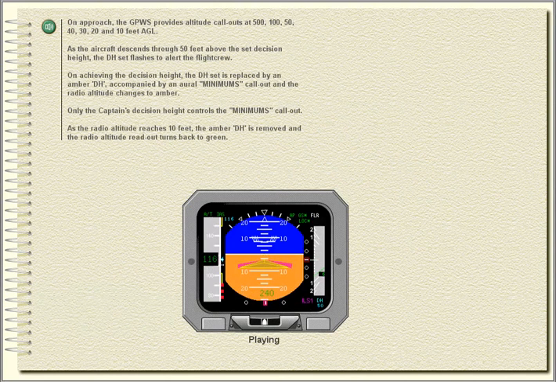On approach, the GPWS provides altitude callouts at 500, 100, 50, 40, 30, 20 and 10 feet AGL. As the aircraft descends through 50 feet above the set decision height, the DH set flashes to alert the flight crew.